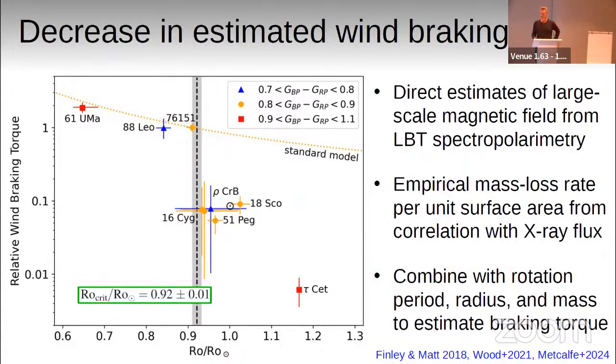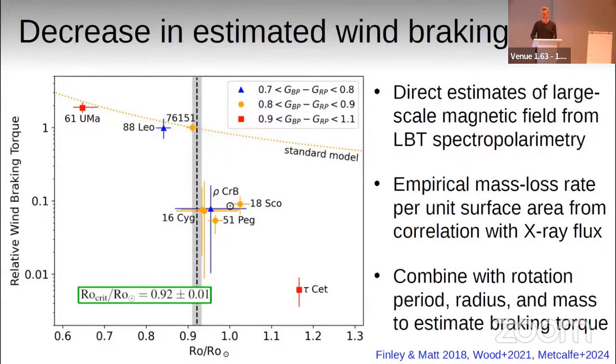You can see the vertical axis is the wind braking torque normalized to the star HD 76151, as a function of the Rossby number normalized by the solar value. The standard spin down model, the dotted yellow line there, would predict a gradual decrease in the wind braking torque over time. But in fact, what we find in the sample is that at a critical Rossby number, there's a sudden decrease of about an order of magnitude, where you find all of these other sun-like stars, including the sun, in fact, and then it continues to decrease beyond there.